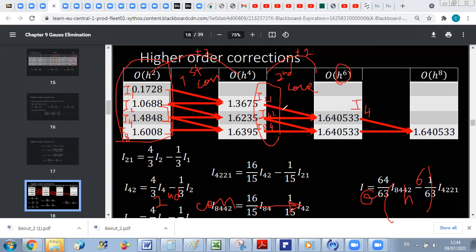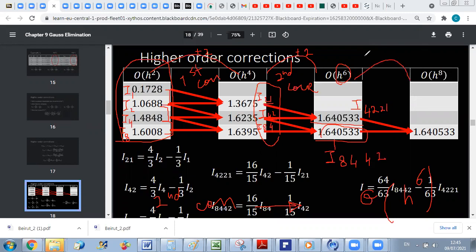By combining I21 and I42, I obtain a new estimate. You put the more accurate estimate first: you start with the subscript of the most accurate estimate, which is I42, followed by the subscript of the less accurate estimate, which is I21. So this estimation after the second correction is I4221. And when you use I42 and I84, this is also a second correction, you get I8442. And you can continue correcting.